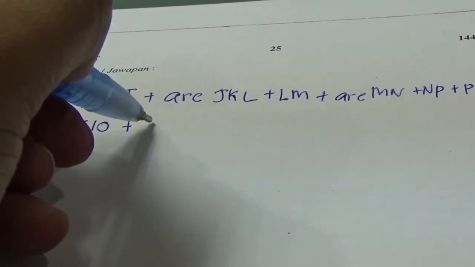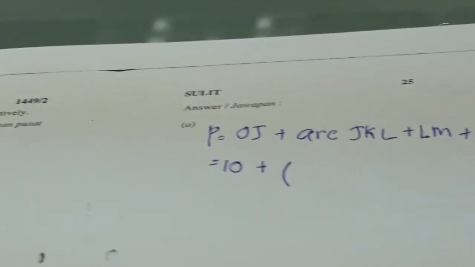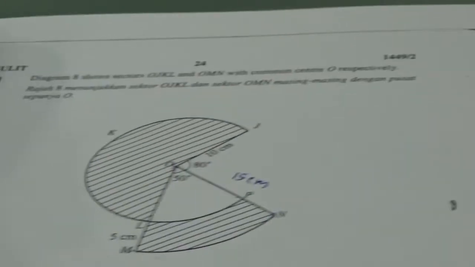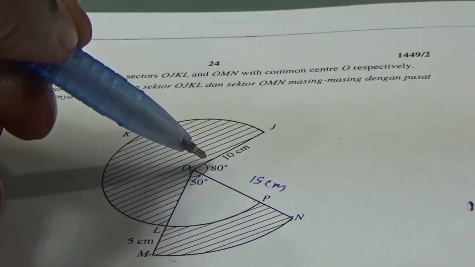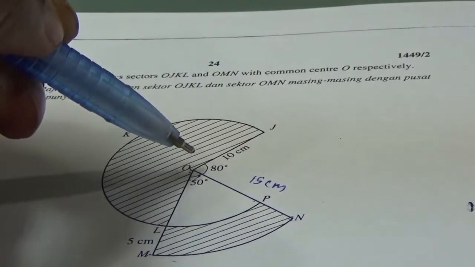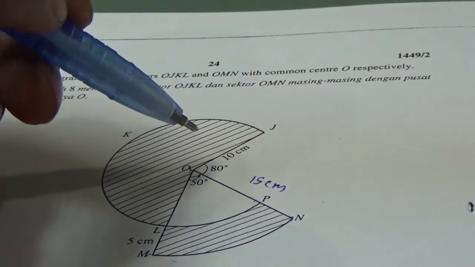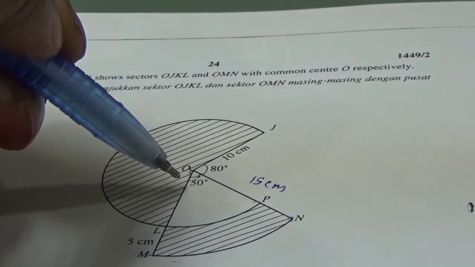So we know OJ is 10 centimeters, and the formula for an arc would be 2 pi r times the sector angle over 360. So how do we calculate the angle for arc JKL? We have 50 degrees here, 80 degrees here, and we know a circle is 360 degrees. So this would give you 310.